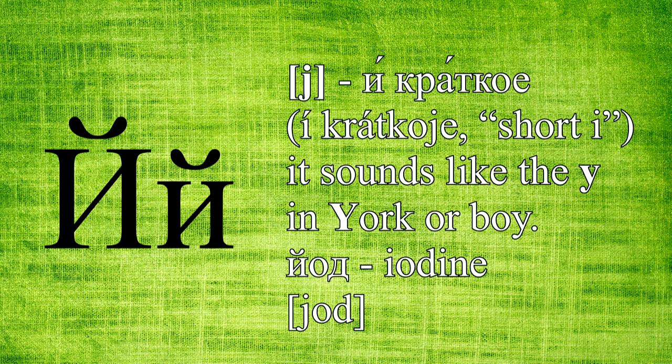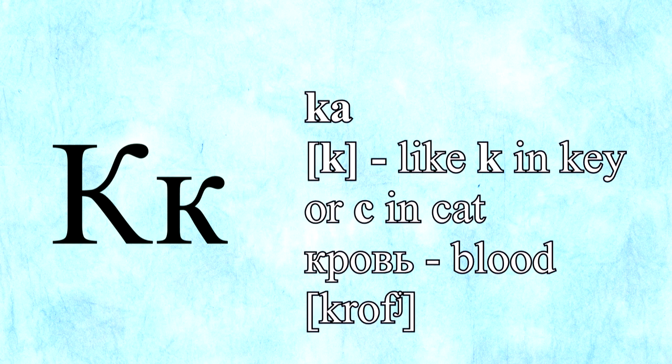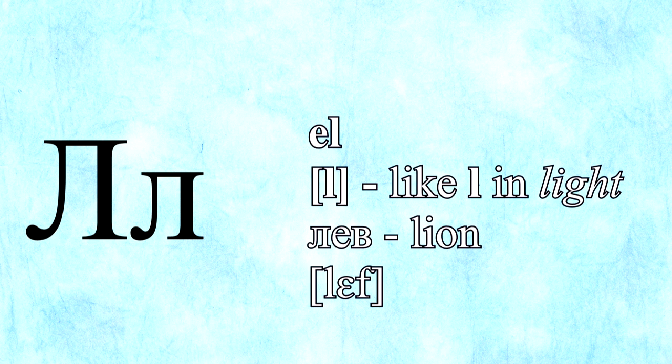For example, йод, iodine. Letter К, буква К, like in key or cat. For example, кровь, blood. Letter Л, буква Л, like in light. For example, лев, lion.